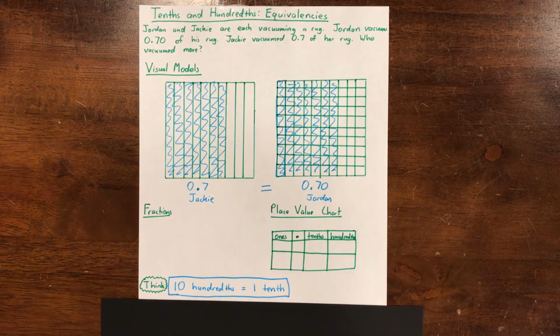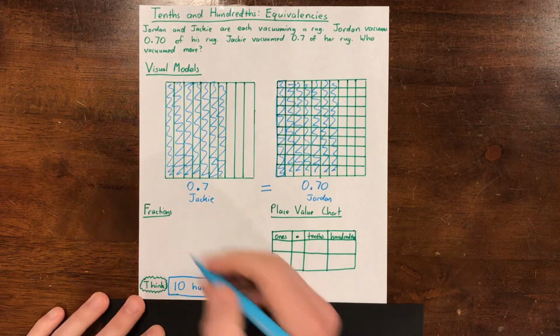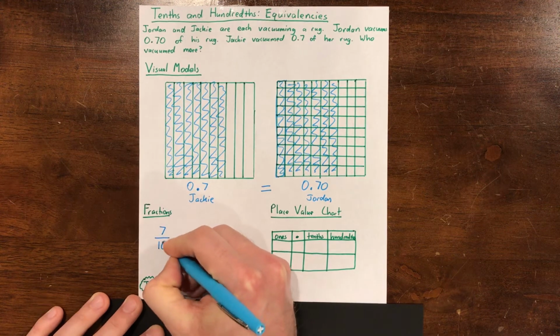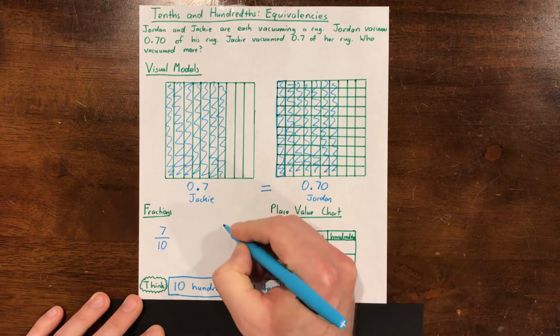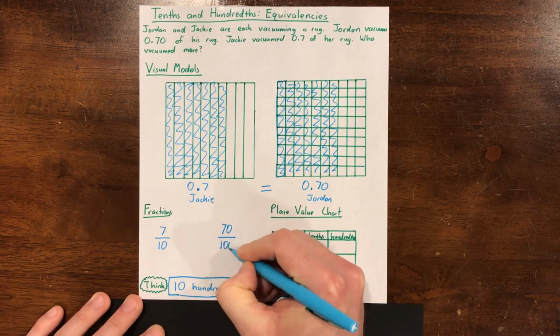Okay, so I wonder if we could determine the amount that they vacuumed and show that it was the same using fractions. How could we represent these decimals as fractions? Say it out loud. Right? 7 tenths is 7 with a denominator of 10. 70 hundredths would be numerator of 70, denominator of 100.